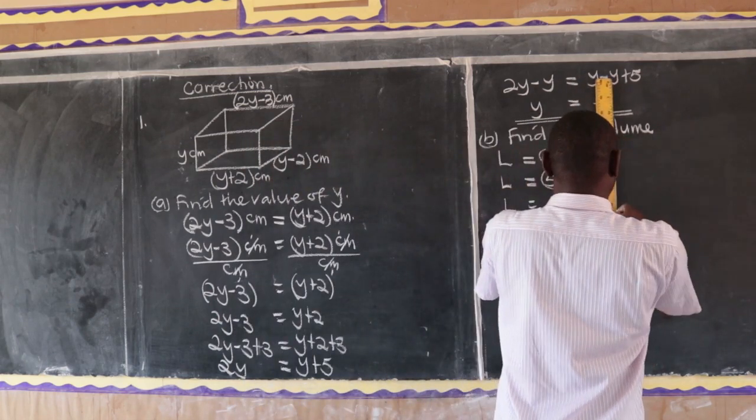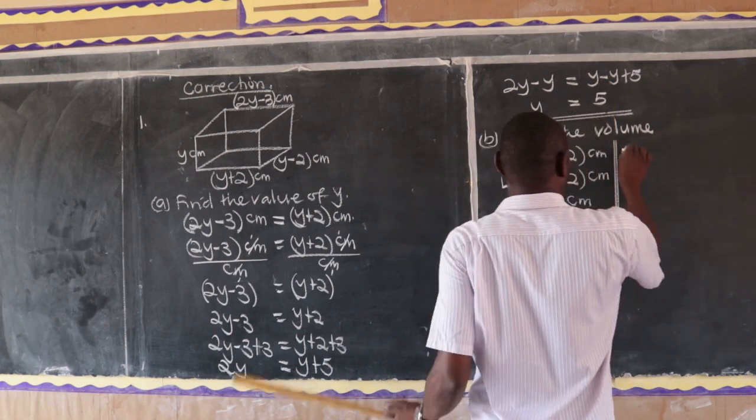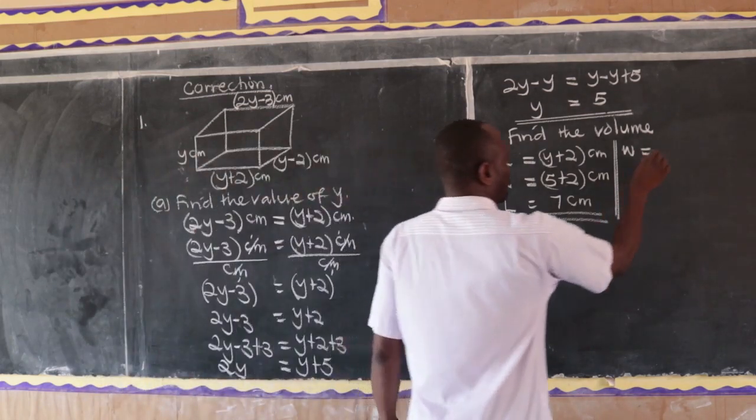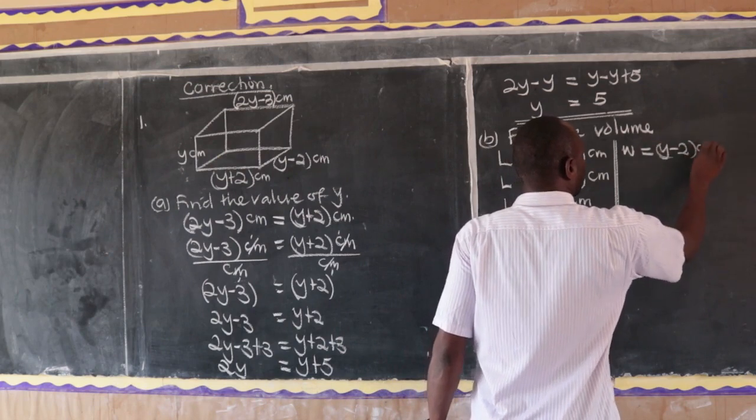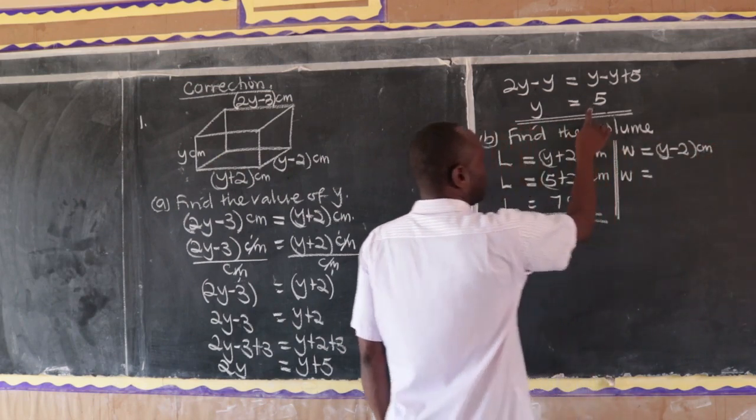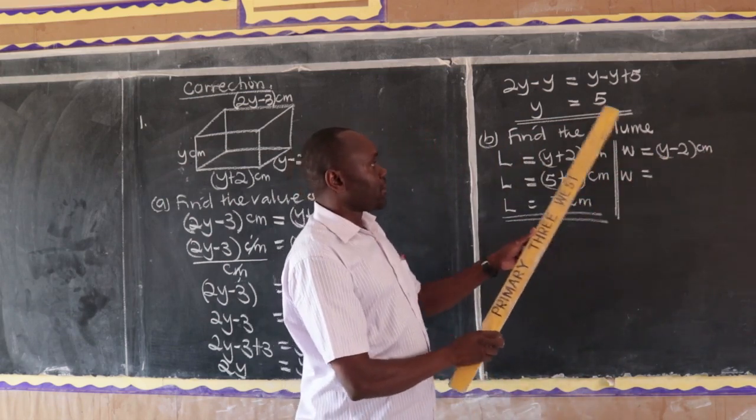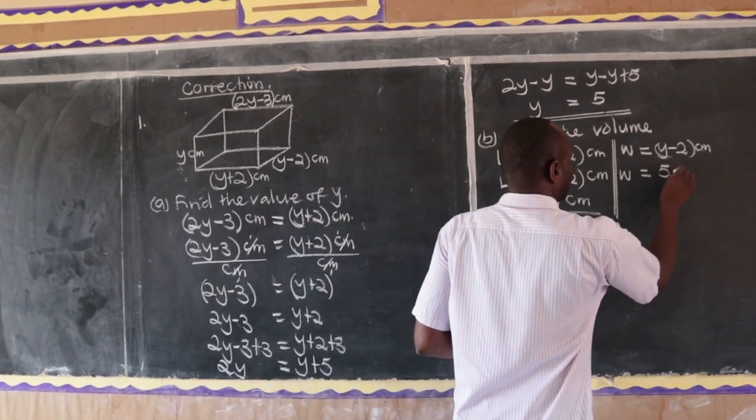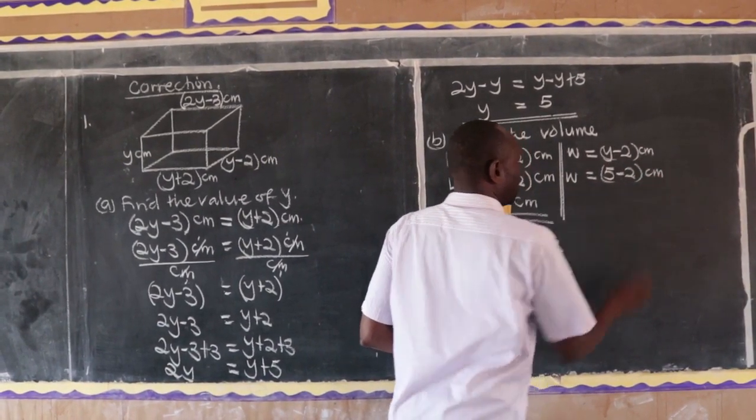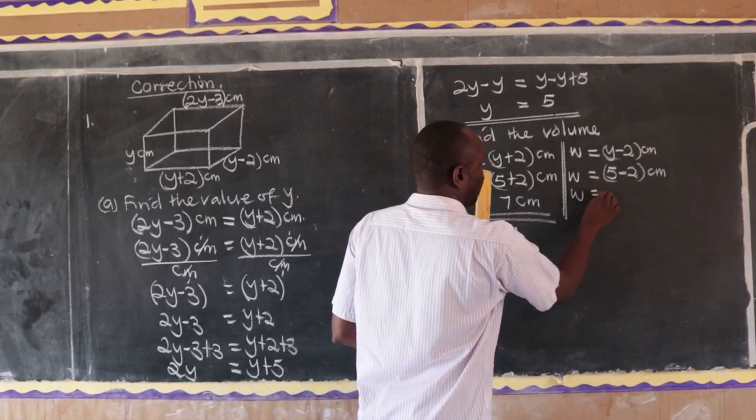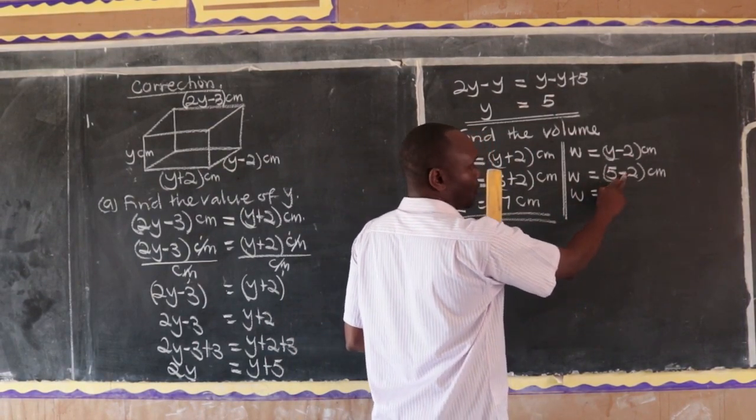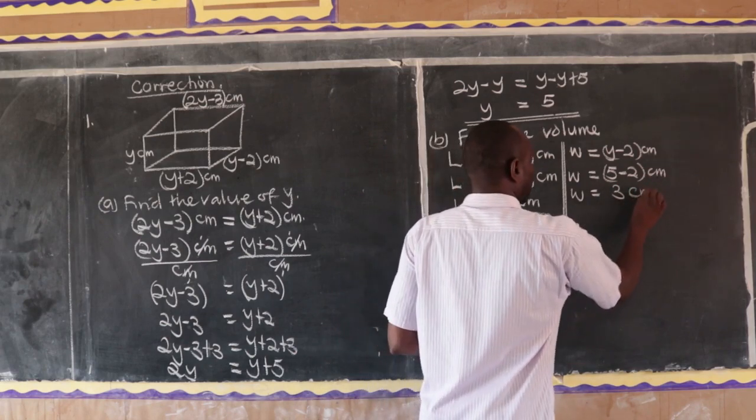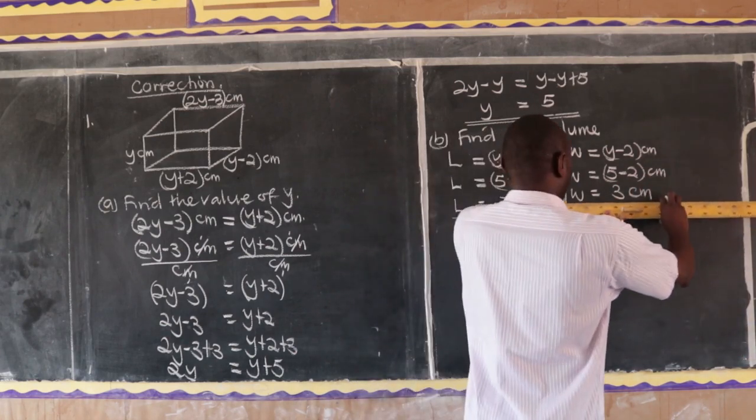Then let's look at the width. The width is given here as y minus 2 centimeters. So the width will be, the value of y, we got it to be 5. Therefore, we substitute 5, take away 2, and the centimeters. So we now have the width to be 5 minus 2. 5 minus 2, we shall have 3 centimeters. So that is the actual width.